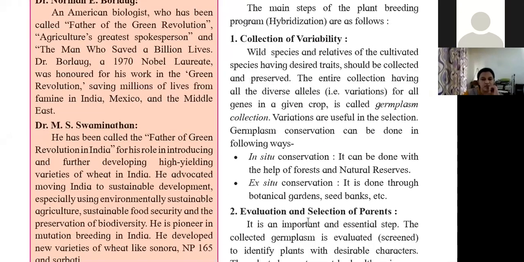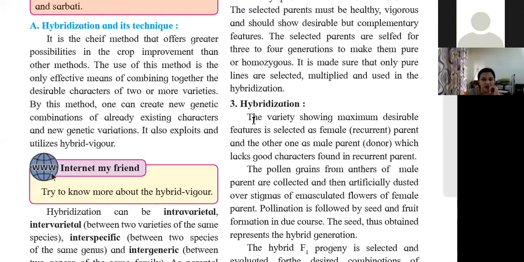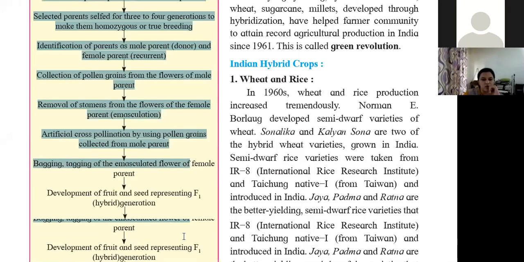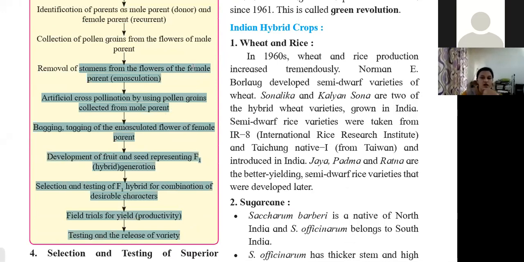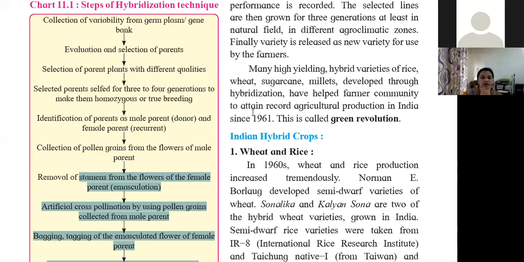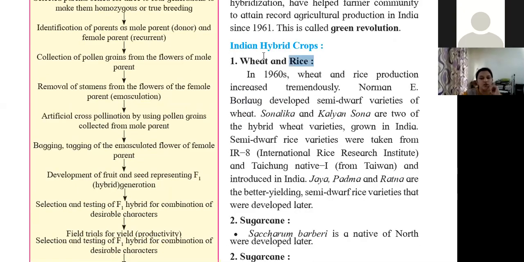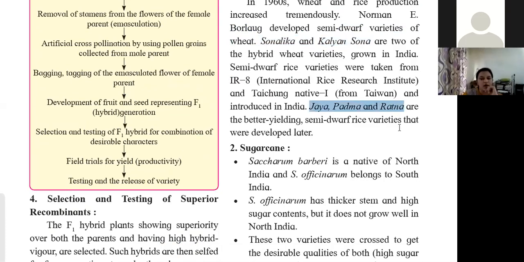These are the steps which we have discussed, the different steps in plant breeding. And this is a flow chart which tells you everything about the steps, how these steps are followed one by one to undertake plant breeding. Then we studied the different hybrid crops which are developed in India, that is different wheat varieties and rice varieties. I told you to remember their names. Okay, this is asked for 1 mark.